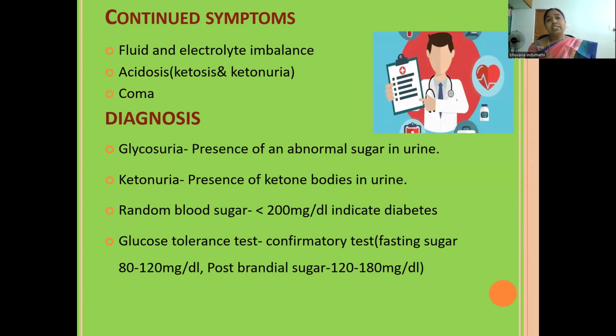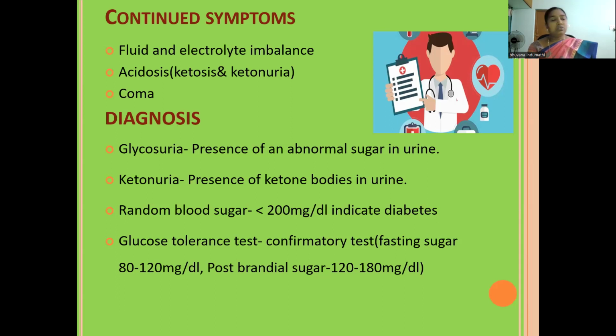Coming to a brief on the diagnosis, what is glycosuria? It is the presence of abnormal sugar in the urine. So the urine has to be tested, where the level of sugar in the urine is abnormally increased, which is termed glycosuria. Next is ketonuria, the presence of ketone bodies.